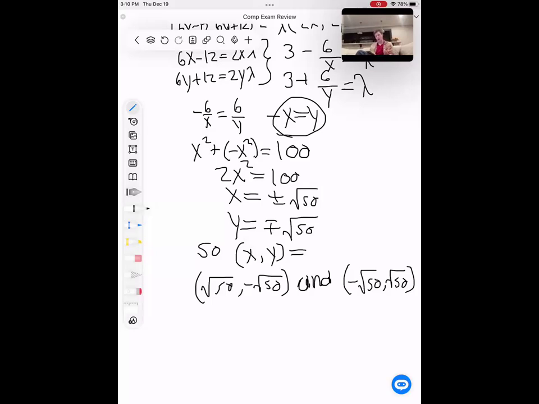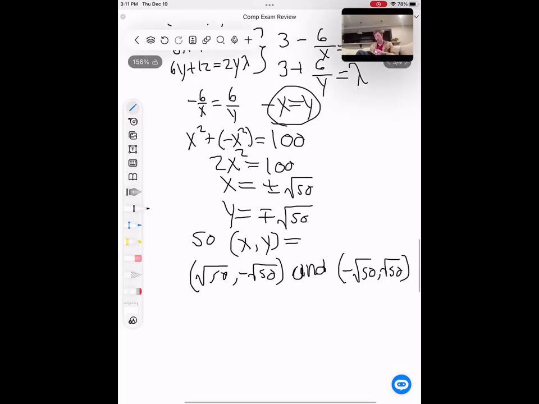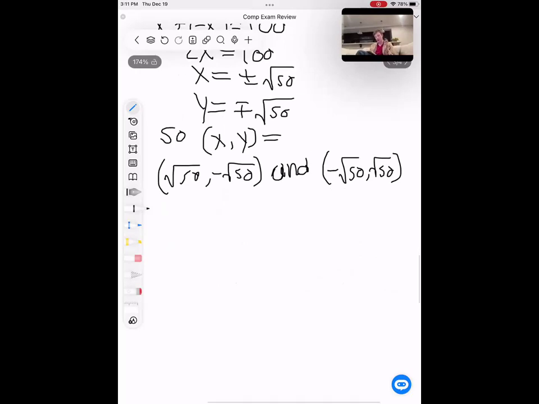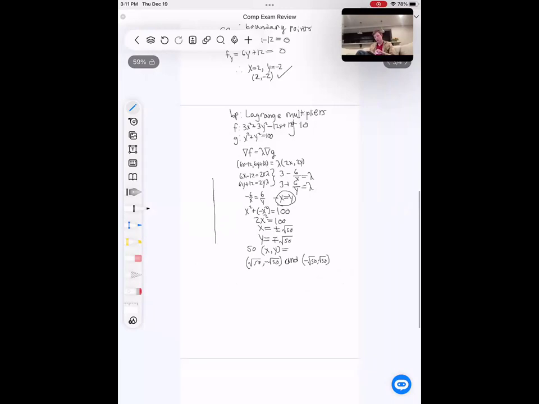And then what happens is we can just substitute negative x in for y into our constraint, right? To get that 2x squared is equal to 100 and solve to get that x is equal to plus or minus root 50. And depending on which value that is, y is just going to be the additive inverse, right? So that's going to leave us with two solutions: positive root 50 and negative root 50, as well as negative root 50, positive root 50.